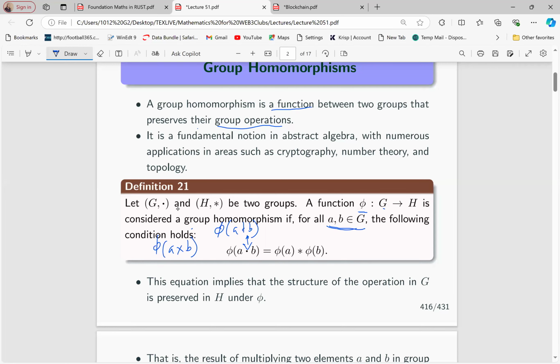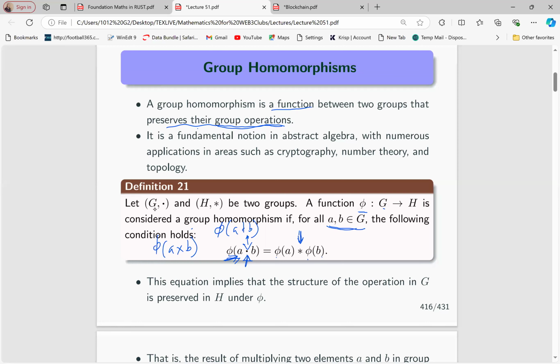I want you to understand that from the beginning. So that means phi of these two elements, you can now distribute. You can distribute phi inside. And when you distribute phi inside, you get phi of A and then phi of B. So this operation should be the same as the operation here. That's what it means by preserving the group operations. So when we say that phi preserves the group operation, what we mean is that the operation that was here should be the same operation that is there.